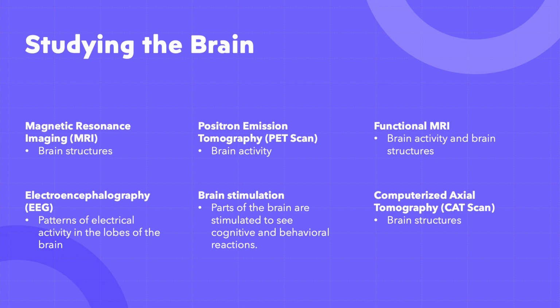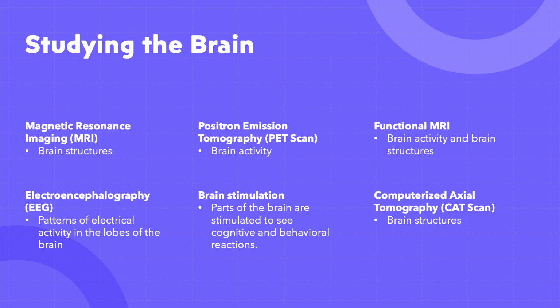So last, we have some tools that help us study the brain. We have a very common one we hear about, magnetic resonance imaging, or MRI, and that looks at your brain structures. Positron emission tomography, or a PET scan, looks at brain activity. Functional MRIs look at brain activity and brain structures. An electroencephalography, or EEG, that looks at patterns of electrical activity in the lobes of your brain.